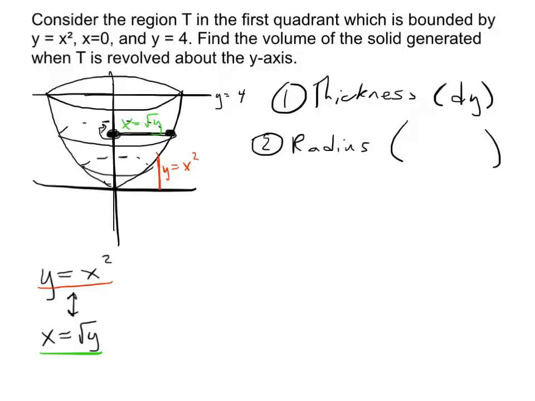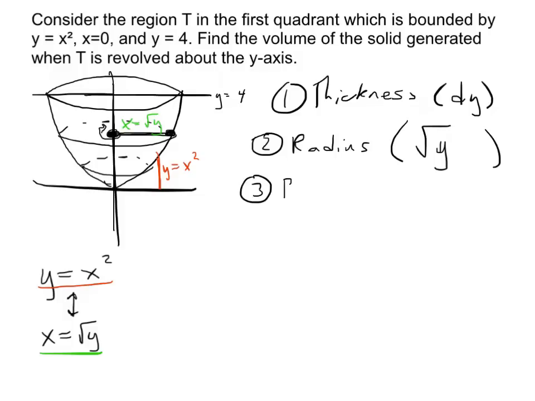Long story short, when you know that your integral has a thickness of dy, rewrite your function in terms of y. So the radius here is the square root of y. It's effectively the function that was used, y equals x squared, but it's written in its other form, x equals the square root of y.